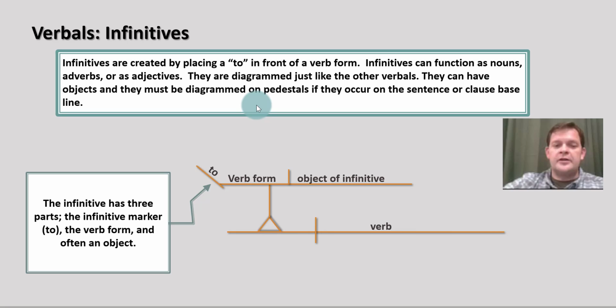Infinitives are easy to recognize because they always have a "to" in front of them. The infinitive has three parts: the infinitive marker "to," the verb form that comes after the "to," and often an object of the infinitive. You should have a line then. This would be your subject-verb divider line, because this whole infinitive phrase in this case is functioning as the subject of the sentence.